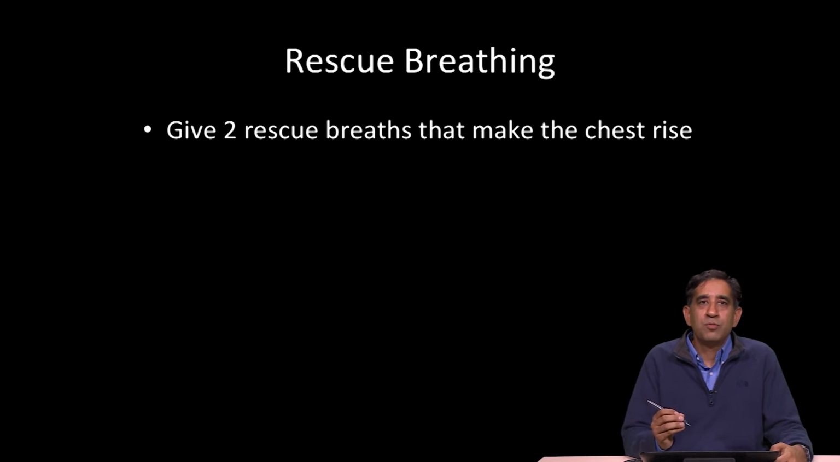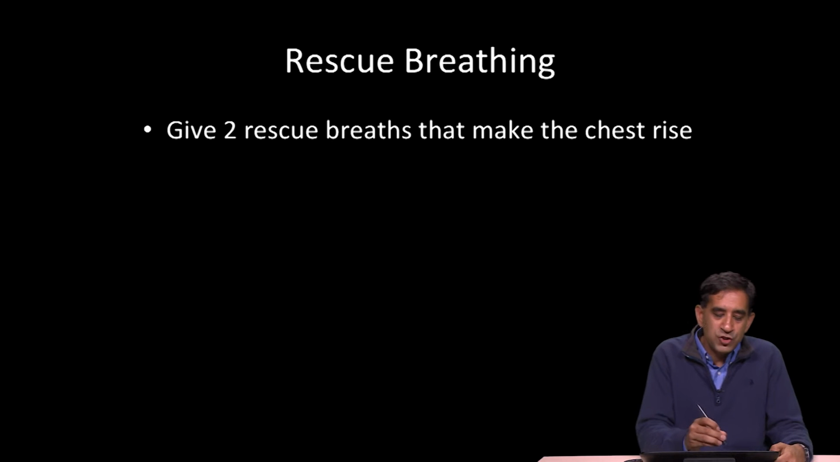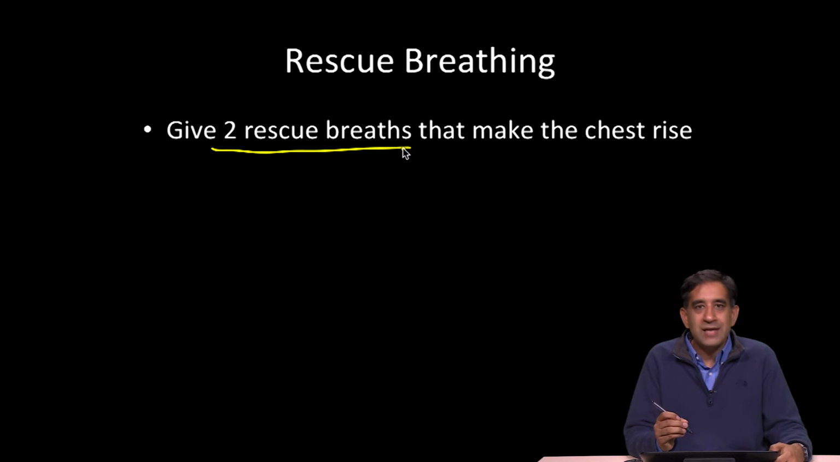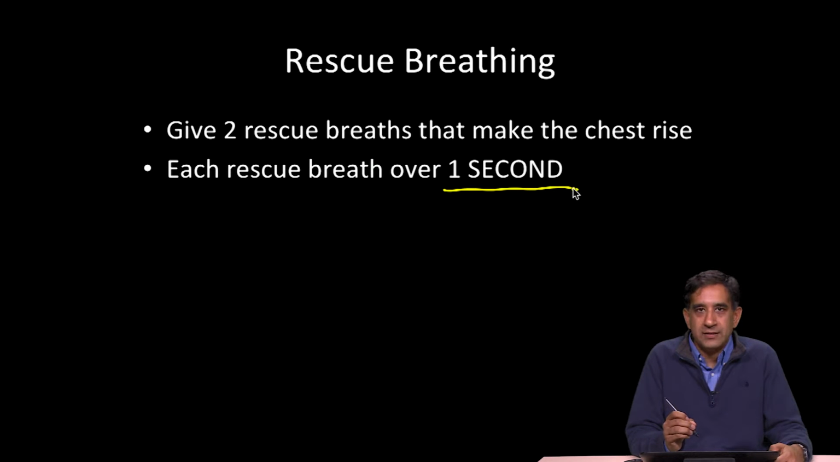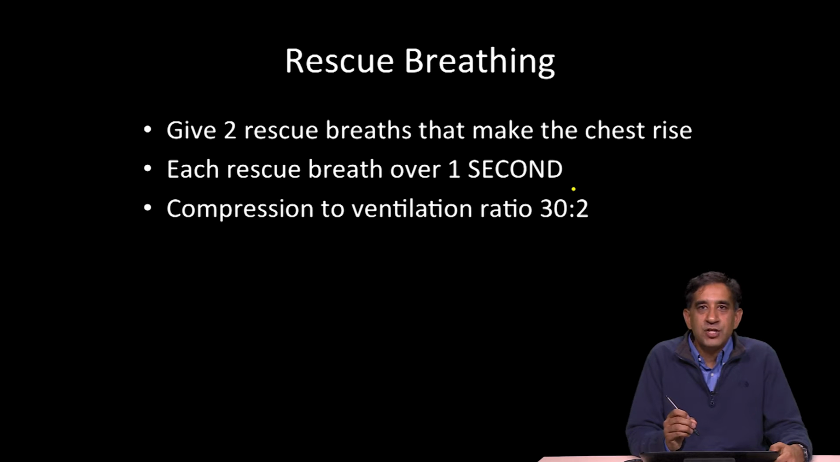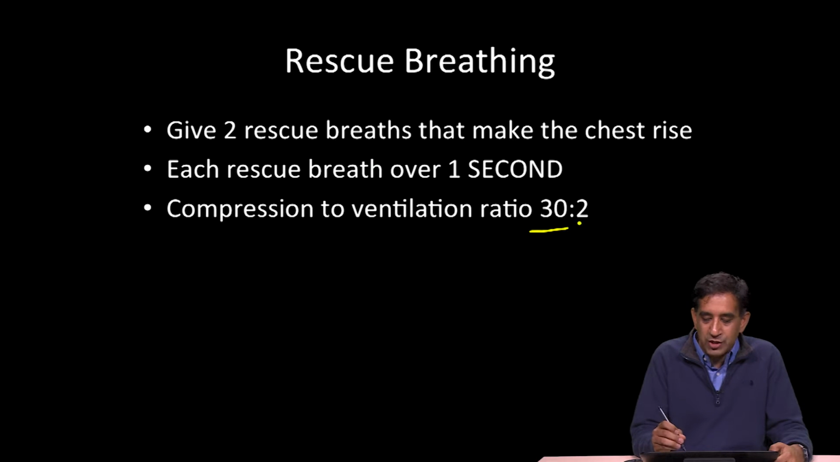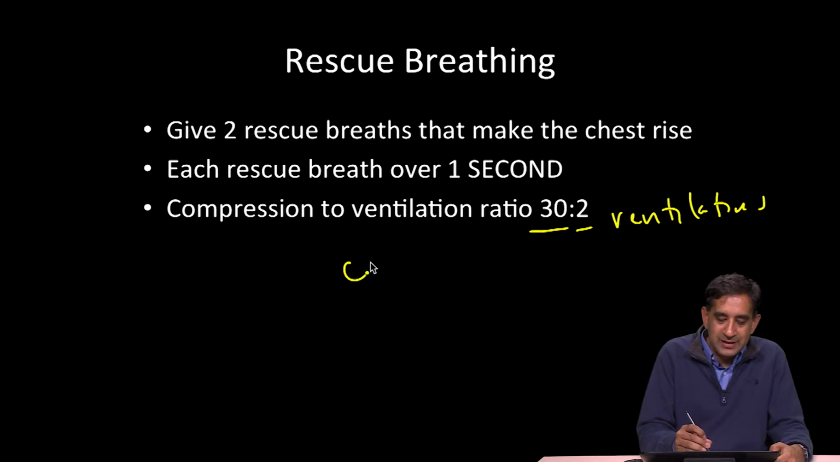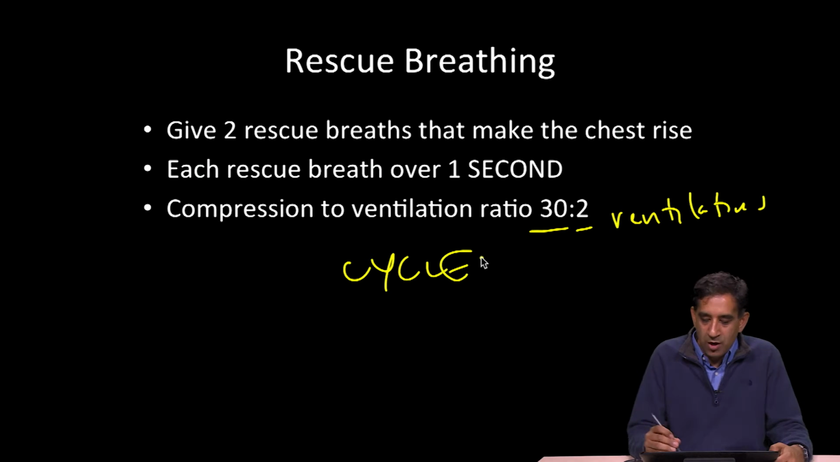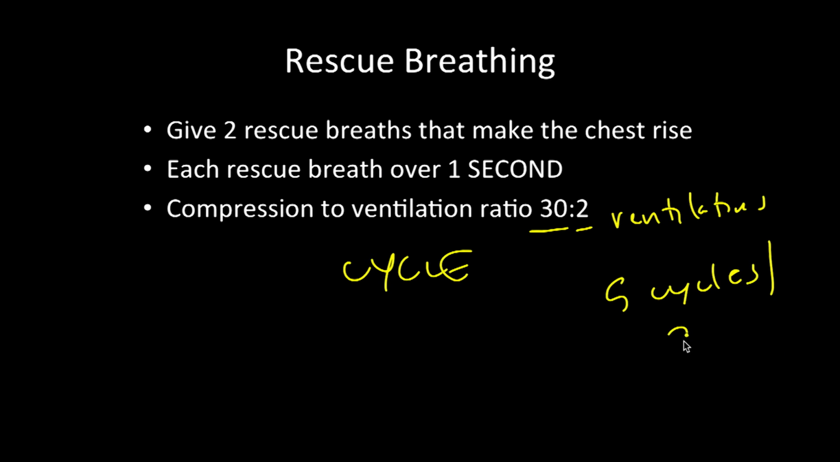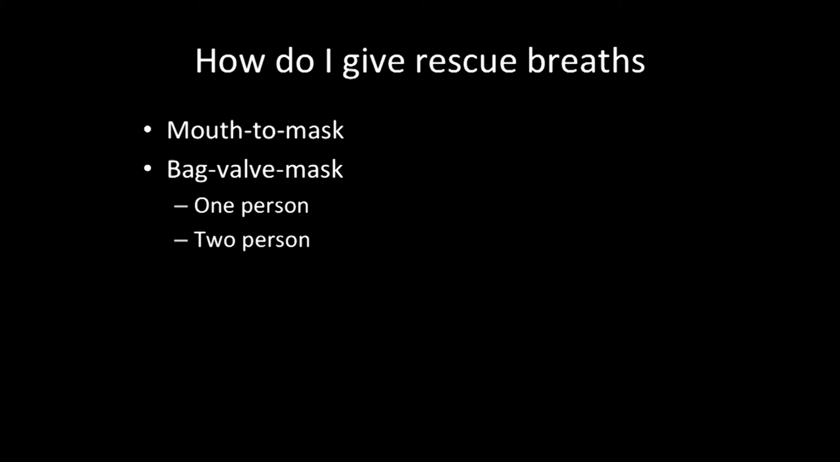So when we're providing rescue breathing, it's very important that we give 2 rescue breaths to make the chest rise, and that each of these rescue breaths is given over 1 second. The compression to ventilation ratio, if the patient does not have a pulse, is 30 compressions to 2 ventilations. And that consists of 1 cycle. And remember, if the patient doesn't have a pulse, we're going to do 5 cycles every 2 minutes before we reassess the patient.